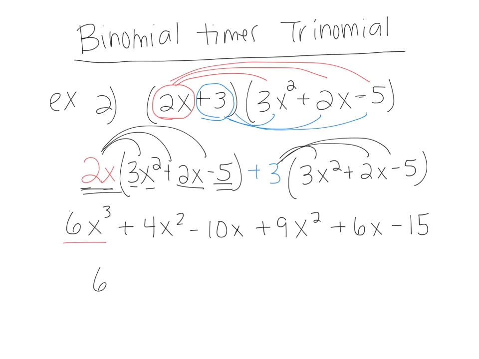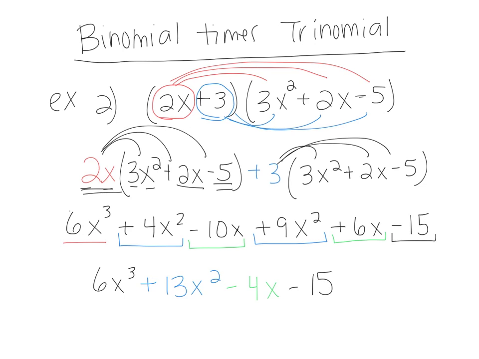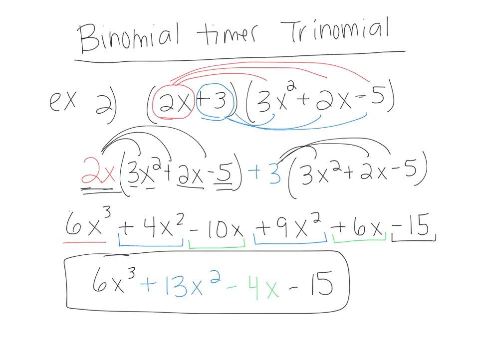6x to the third has no friends, so he's just 6x to the third. 4x squared and 9x squared give me 13x squared. And then negative 10x plus 6x gives me minus 4x. And then negative 15 is just minus 15. So we're doing the same exact thing we did with 2 terms times 2 terms, except now it's 2 terms times 3 terms. Okay, so that's a binomial times a trinomial.